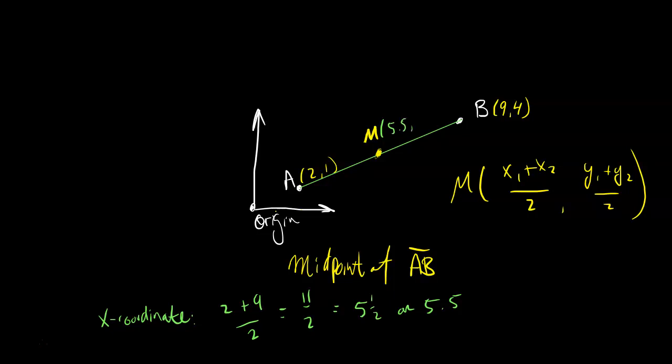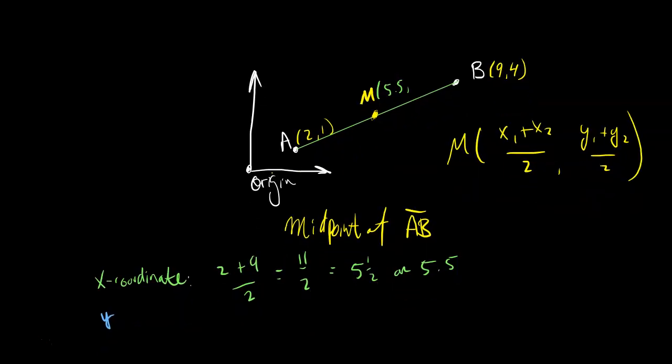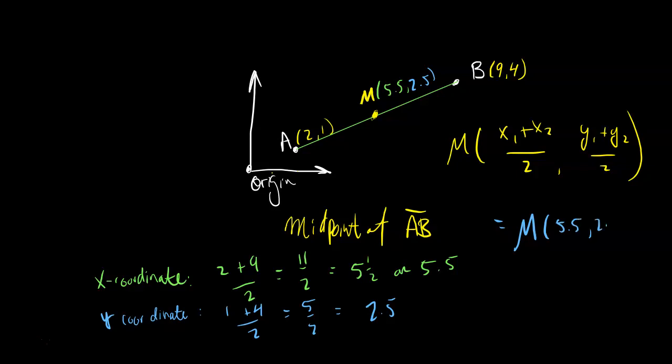And then I would go ahead and find the y-coordinate. Let me scroll this down a little bit. So y-coordinate. It's 1 and 4 divided in half. So that's 5 halves, or I'm just going to write it as a decimal, 2.5. So there's the midpoint. So the midpoint of our coordinates A and B, this midpoint of the line segment AB, is given by M with coordinates 5.5 and 2.5.